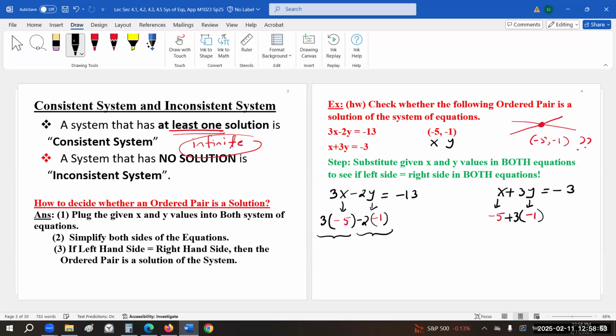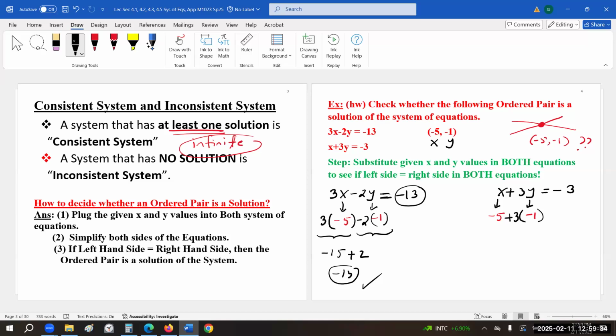So let's simplify. 3 times negative 5, what do we have? Negative 15. We have negative 2 times negative 1, positive 2. And what is negative 15 plus 2? Negative 13. So we do have the same number on both sides of the equal sign. So the first equation satisfies our result.